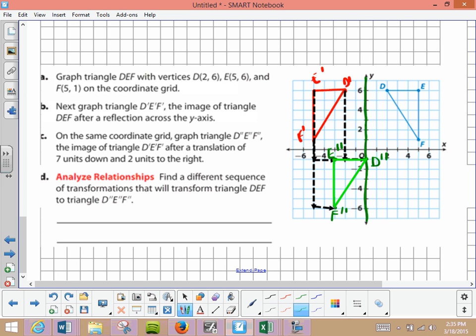You see the little arrows that I drew? That's what they were. You can grab any point that you want. I'm going to use this pen because it's more colorful. I'm going to grab this point, right? And I'm going to go 7 units down. 1, 2, 3, 4, 5, 6, 7. And it says 2 to the right. 1, 2. I end up right here. Any of the points, I could.